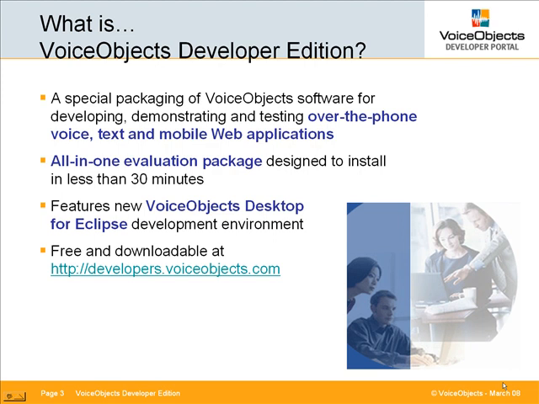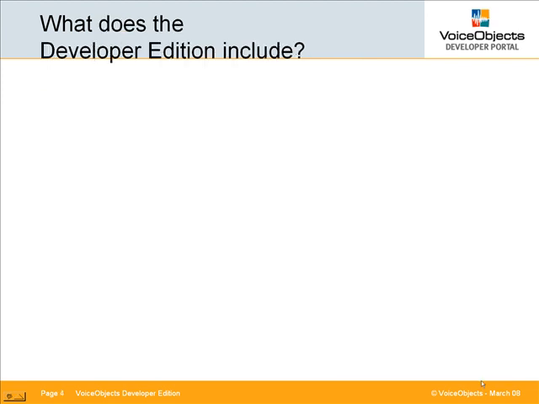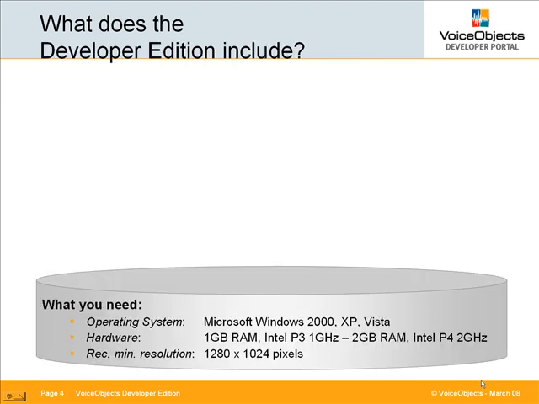Just go to developers.voiceobjects.com to get your copy. The Developer Edition runs on any standard Windows PC or laptop. We recommend 2 GB of RAM for best performance and a screen resolution of at least 1280 by 1024 for comfortable working.